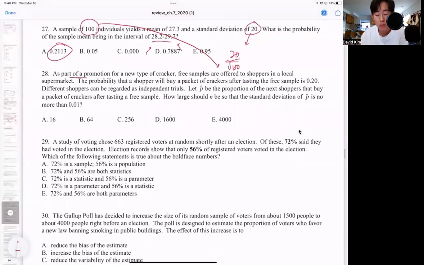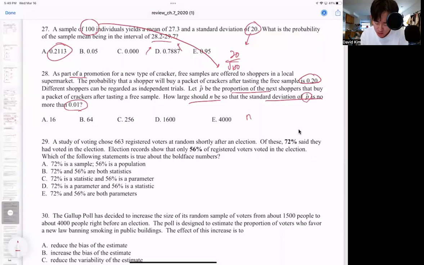28: as part of a promotion for a new type of cracker, free samples are offered to shoppers. We have a proportion with the sample independent trials, the proportion of the next shoppers who buy. How large should n be so that the standard deviation of P hat is no more than 0.01? So it basically is saying how large should n be so that the standard deviation of the P hat is no more than 0.01.